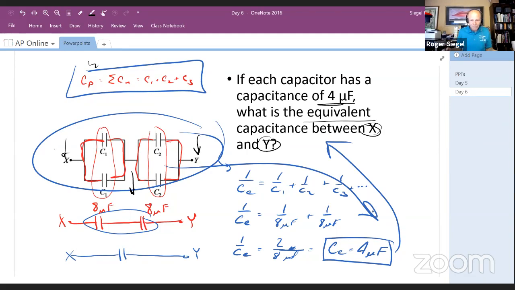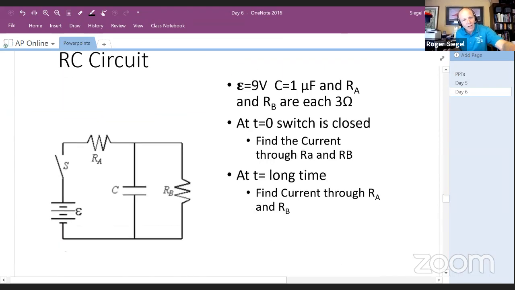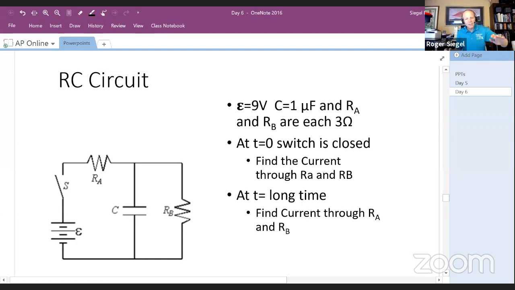All right, so that's the first one. I want to do two more problems with you. This one here is an RC circuit. RC circuit stands for resistor and capacitor. And so here's our circuit.